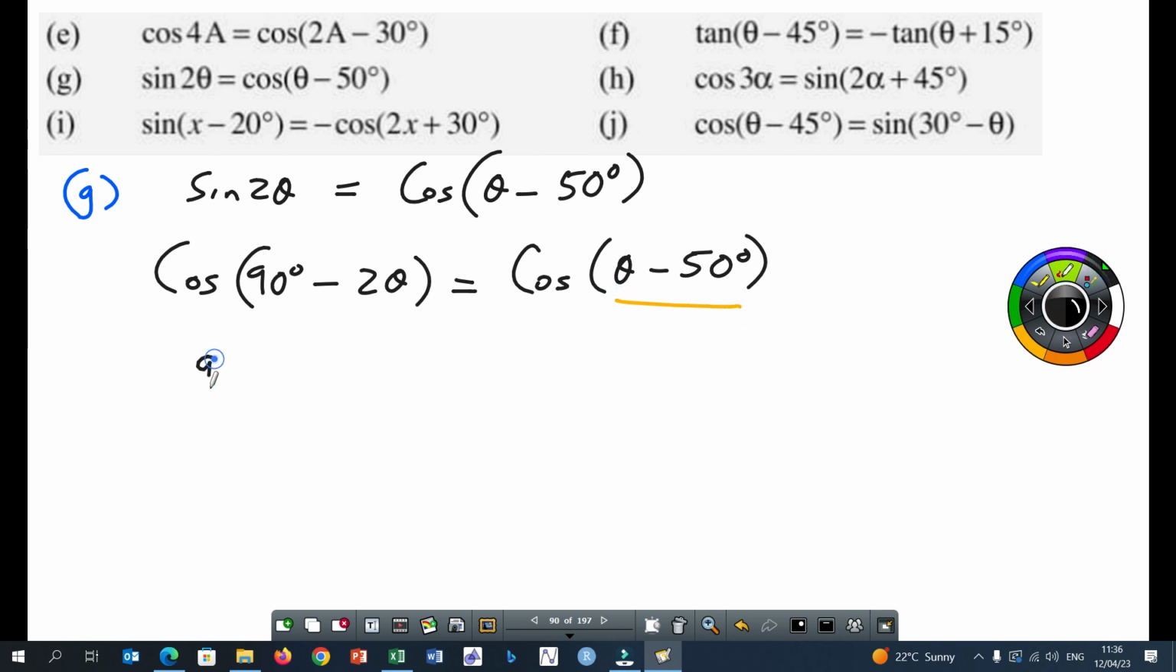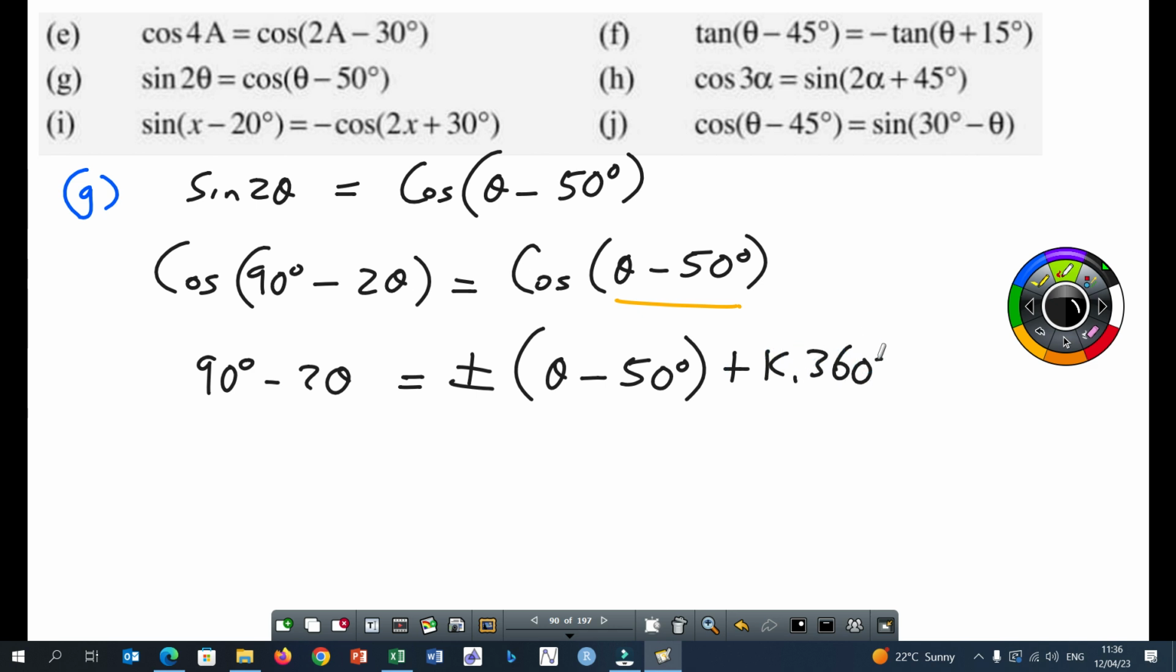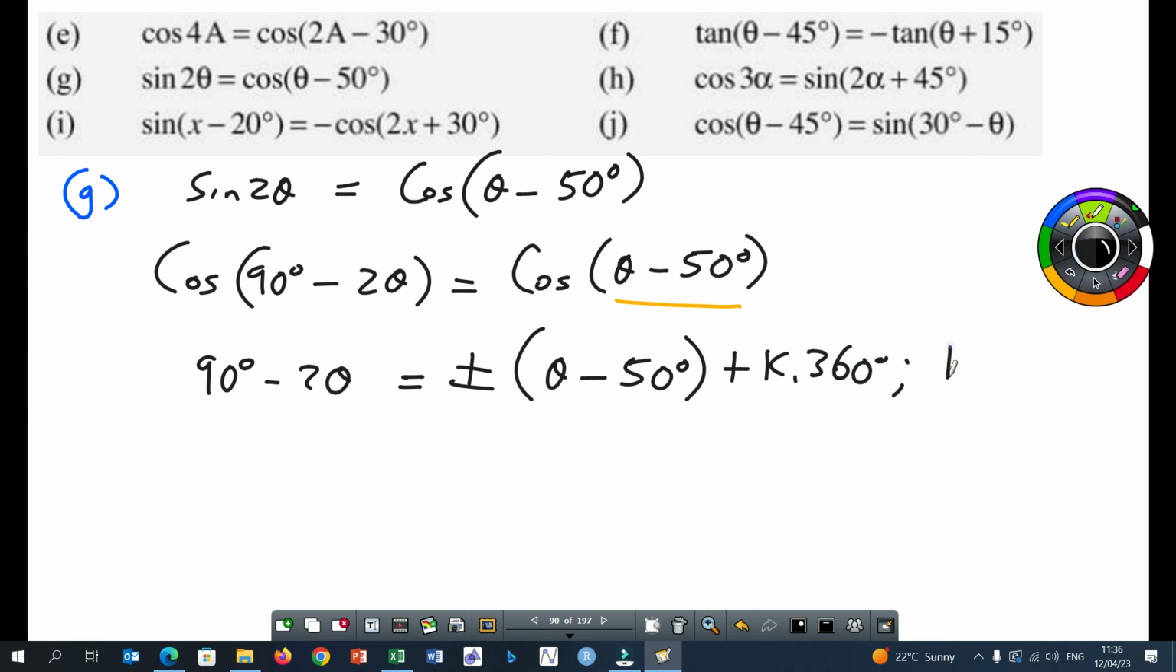So we write here 90 degrees minus 2 theta is equal to plus or minus. Then we put the theta minus 50 degrees inside brackets. Then we add k times 360, where k is an integer. So your reference angle is theta minus 50 degrees.